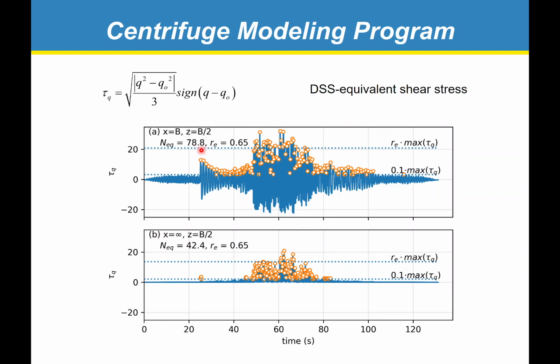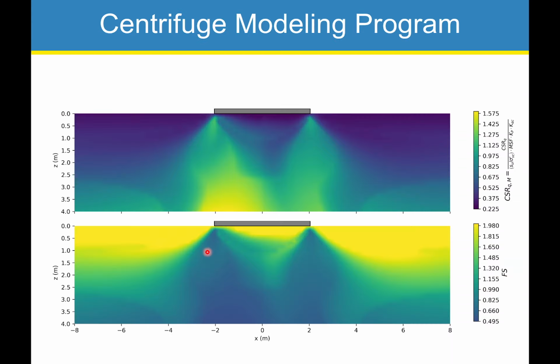So we got about 80 loading cycles beneath the structure at a depth of B over 2, where B is the footing half width. And in the free field at the same depth, we only get 42 cycles. So the fact that the structure is ringing around and imposing additional cycles changes the number of cycles and therefore the magnitude scaling factor. So then we can compute CSRQM, which is the CSRQ value adjusted for the number of loading cycles that we have. And this could be directly compared with the capacity.